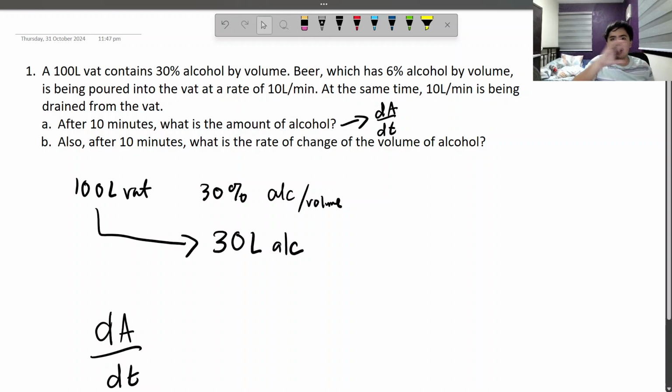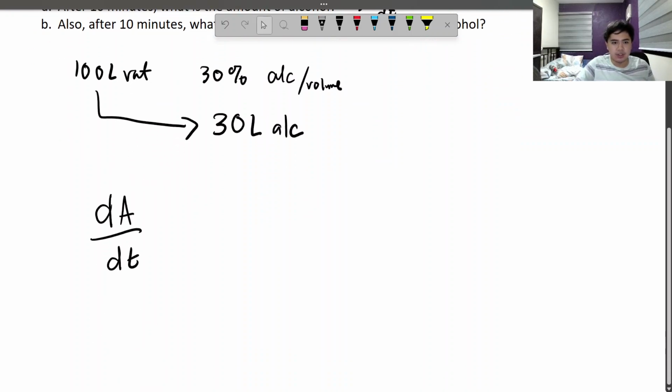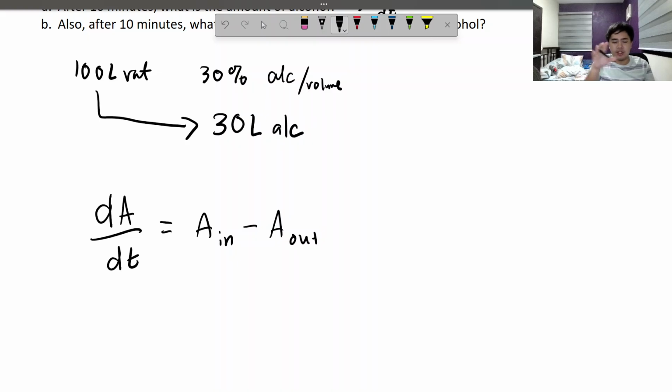Well, there's alcohol going in and there's alcohol going out. The alcohol going in is adding to the amount of alcohol within the vat, so it's positive. So this is equal to alcohol in minus alcohol out. And the alcohol going out is being removed, so it's negative or minus. All right. So this is the simplified version of the differential equation: dA over dt equals A in minus A out. But we need values for A in and A out.